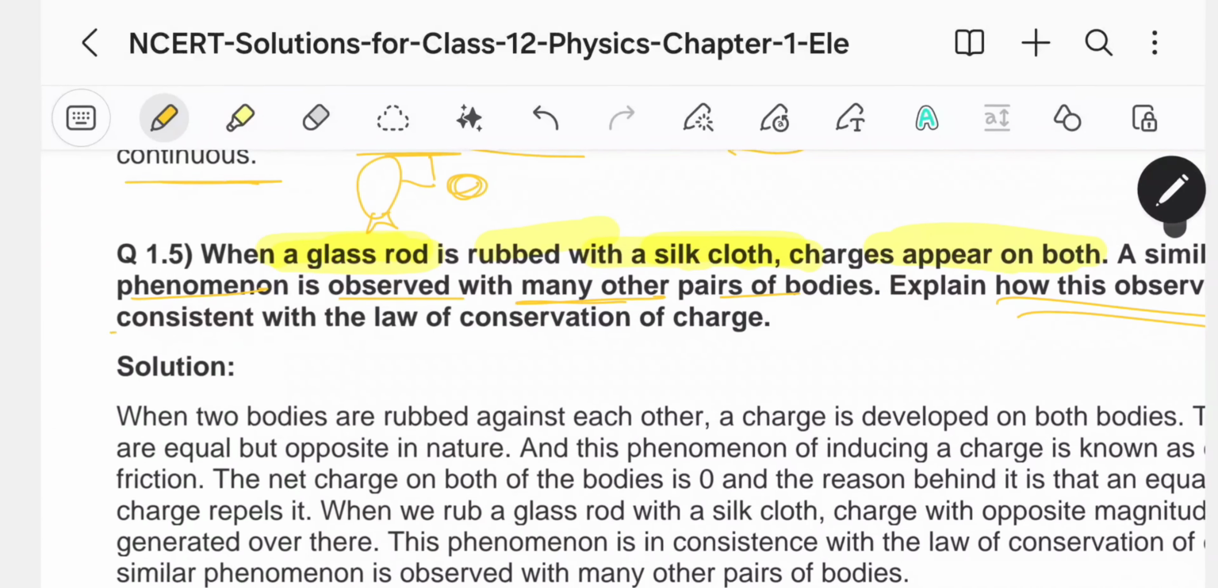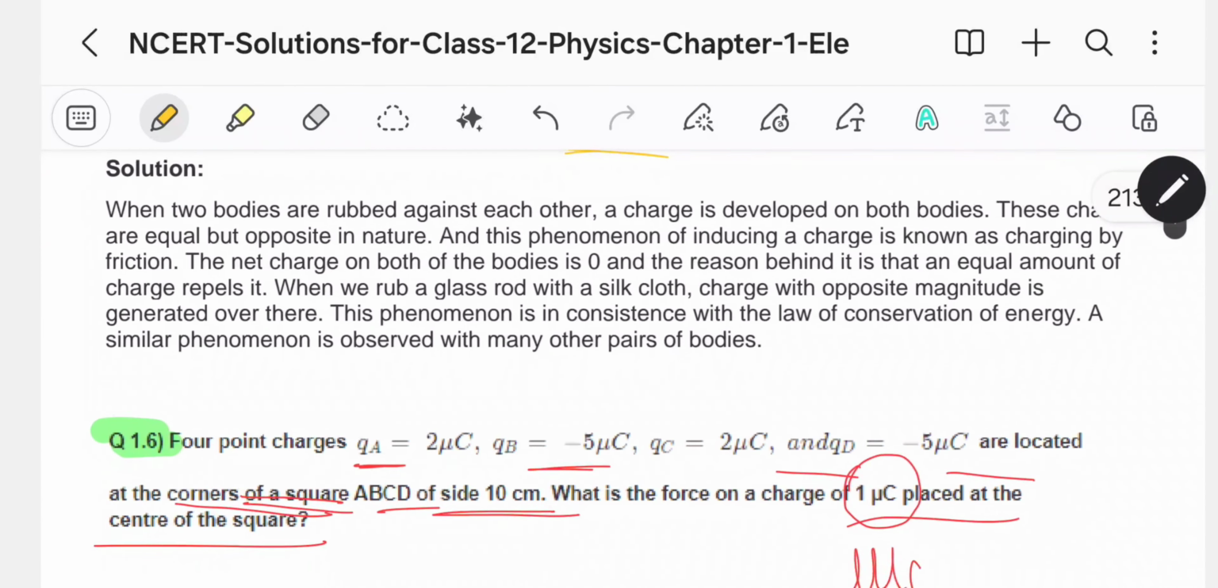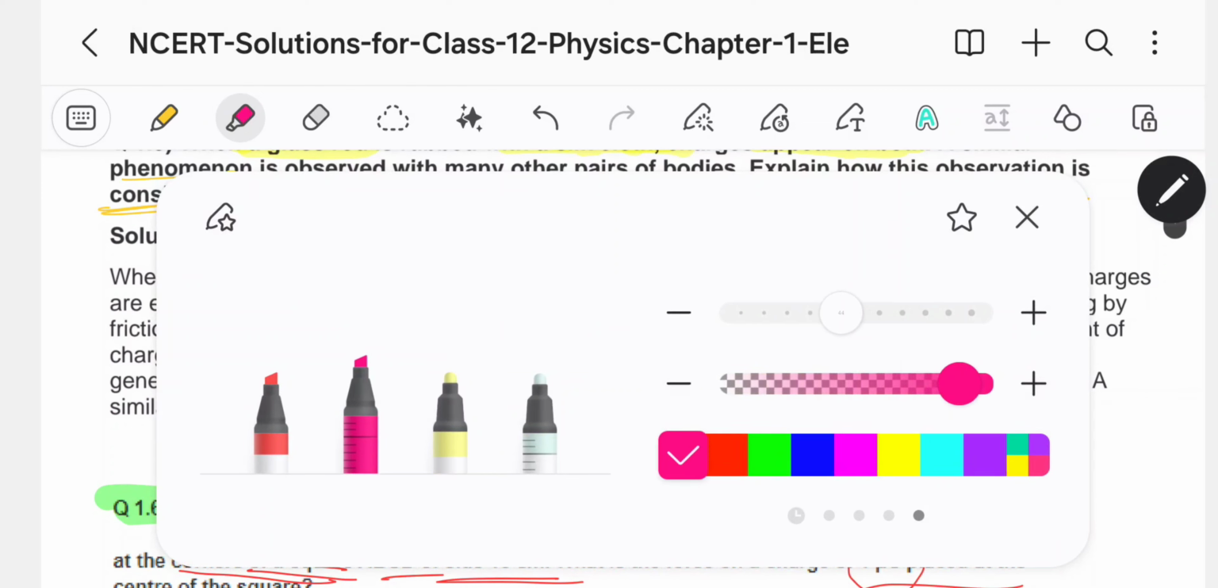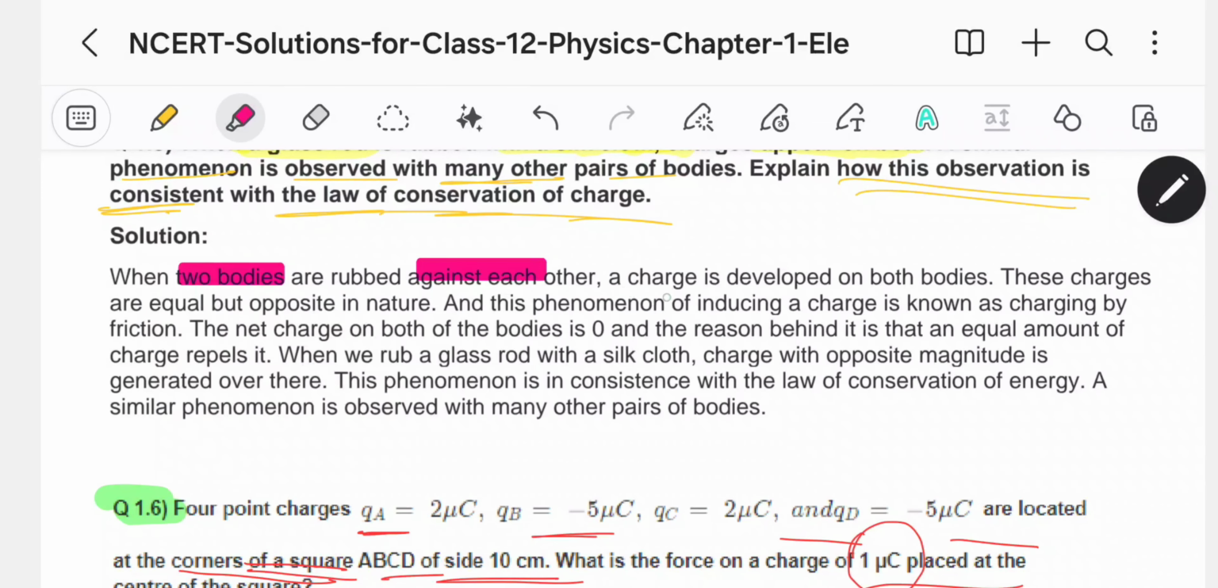Explain how this observation is consistent with the law of conservation of charge. So there's some theory that we have to read and understand. When two bodies are rubbed against each other, a charge is developed on both the bodies. That means when any two bodies are rubbed with each other, a charge is produced. These charges are equal but opposite in nature. And this phenomenon of inducing a charge is called charging by friction.